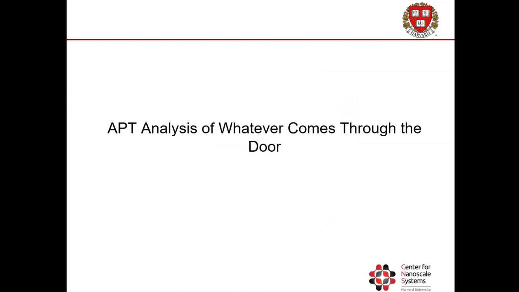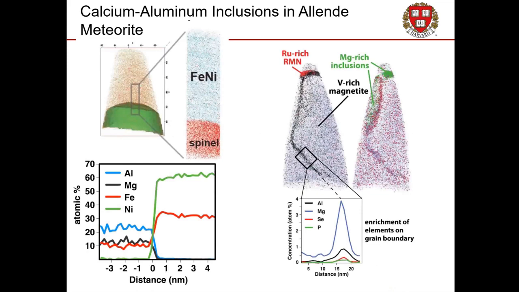Now, at CNS, we are an open research facility. We are committed to analyzing whatever our users bring us, insofar as that's possible and reasonable. So just a few more things that people have brought through the door, not even the wildest things people have brought through the door. Allende meteorite CAIs, calcium aluminum inclusions.